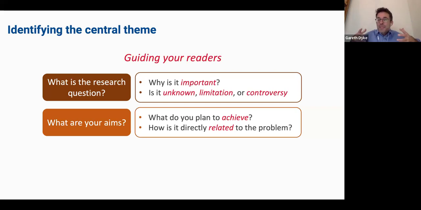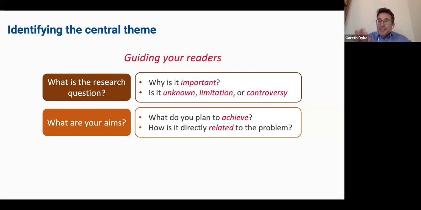They write papers with their own team, their own research group, their own colleagues in mind. And we don't write papers just to put them on the wall or send them to our parents as presents. We write papers so people will cite them, people will use them, and people will put them into their own research projects. So think about your research question, the message of your paper. Why is it important? Are you addressing something unknown, a limitation, or a controversy? What are your aims? What do you plan to achieve? And how do your aims relate to the problem that your article addresses?